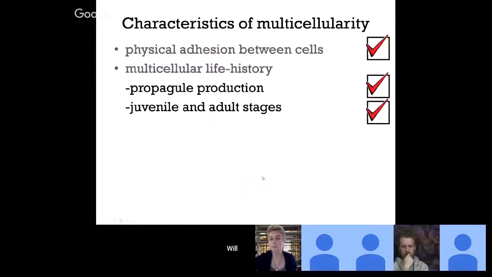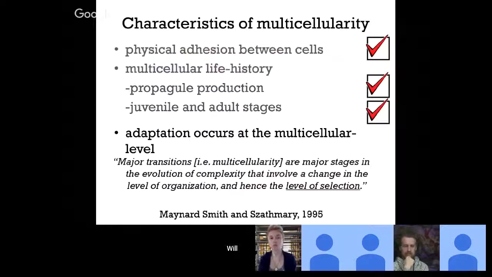All right, so the next critical step is that adaptation takes place in the context of the multicellular group, or in multicellular level traits. We can go back to the recent Darwin of major transitions, Maynard Smith and Szathmáry, right? They say that major transitions, like multicellularity, are major stages in the evolution of complexity that involve a change in the level of organization, and hence the level of selection.